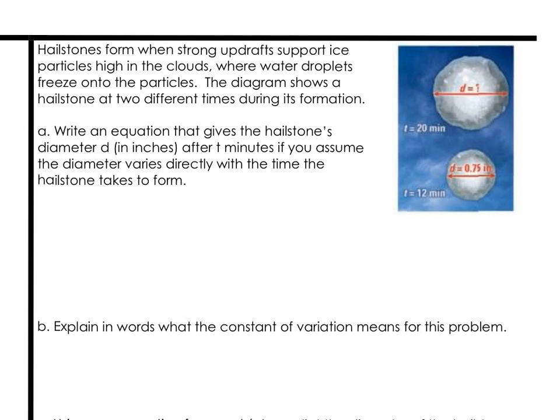Oof, that's a lot of words. Take a moment and read that again. Write an equation that gives the hailstone's diameter after t minutes if you assume the diameter varies directly with the time the hailstone takes to form. What I would underline here is diameter varies directly with time. So if we think about Y equals A times X, diameter is the output. Time is the input. Over time, the diameter changes size. So in this example, we would convert this to D equals A times T.